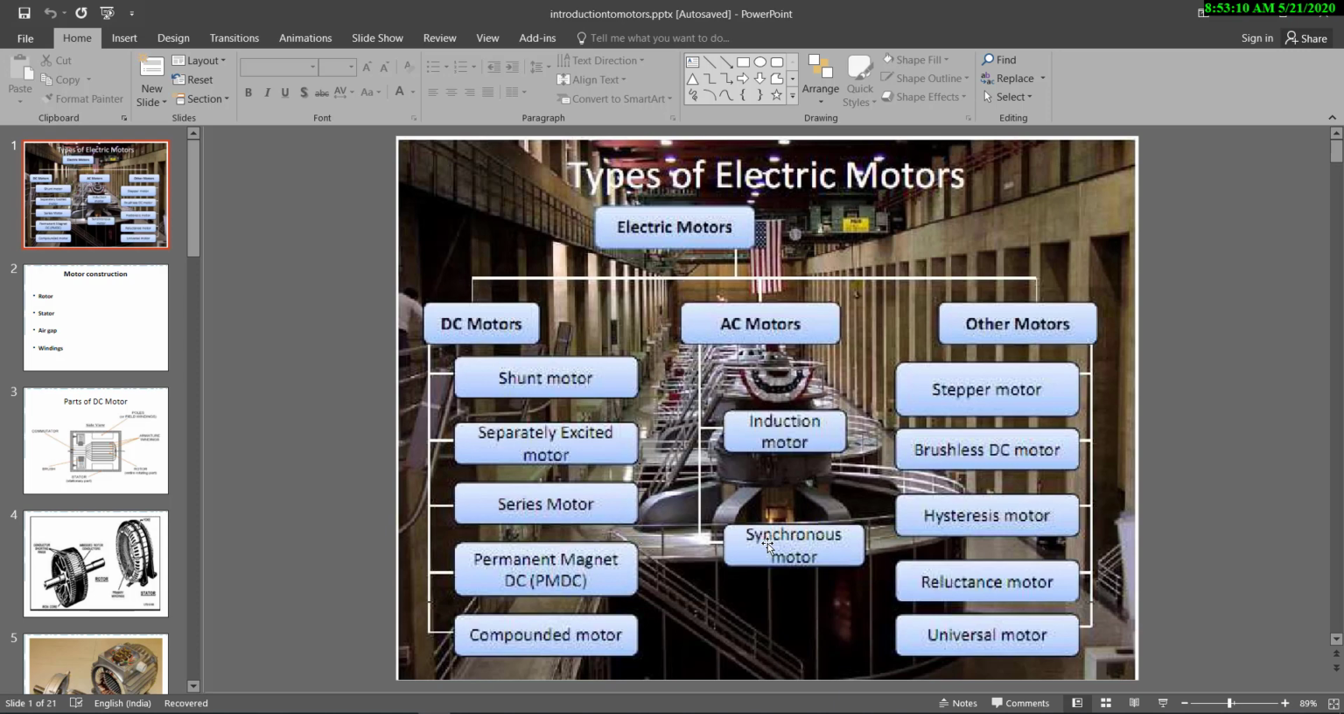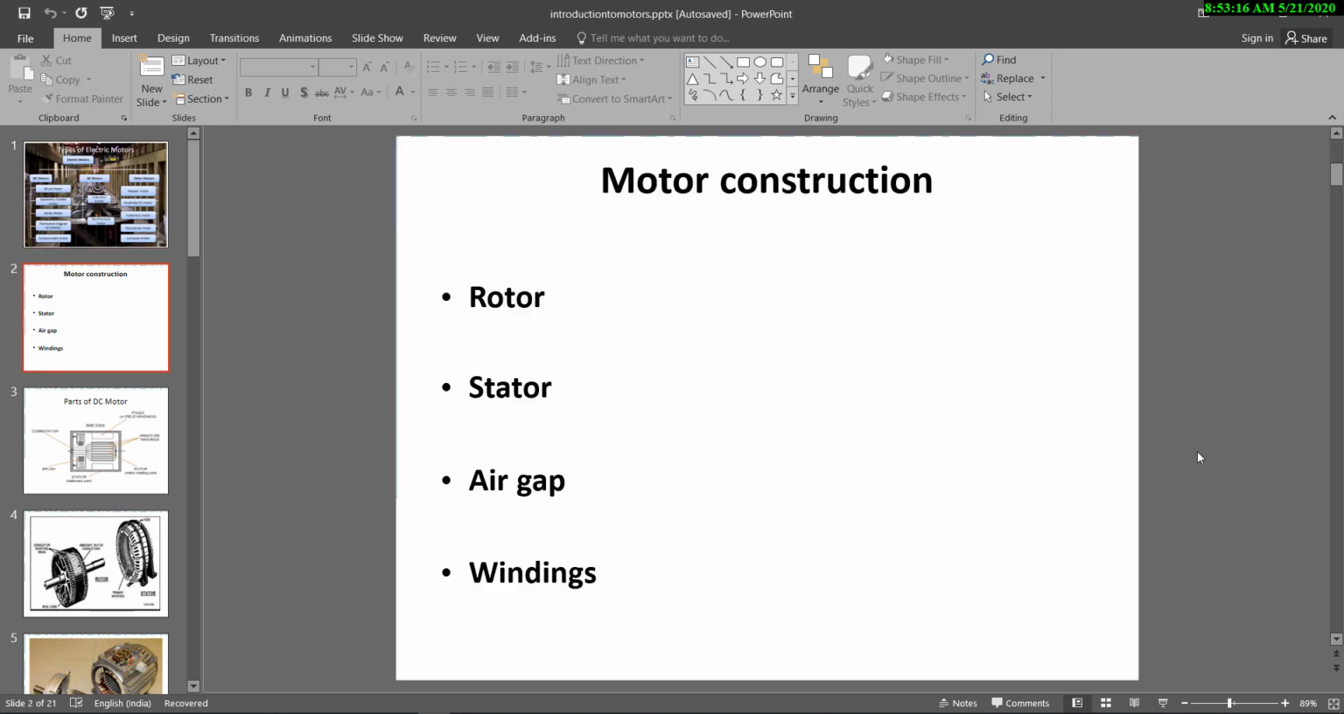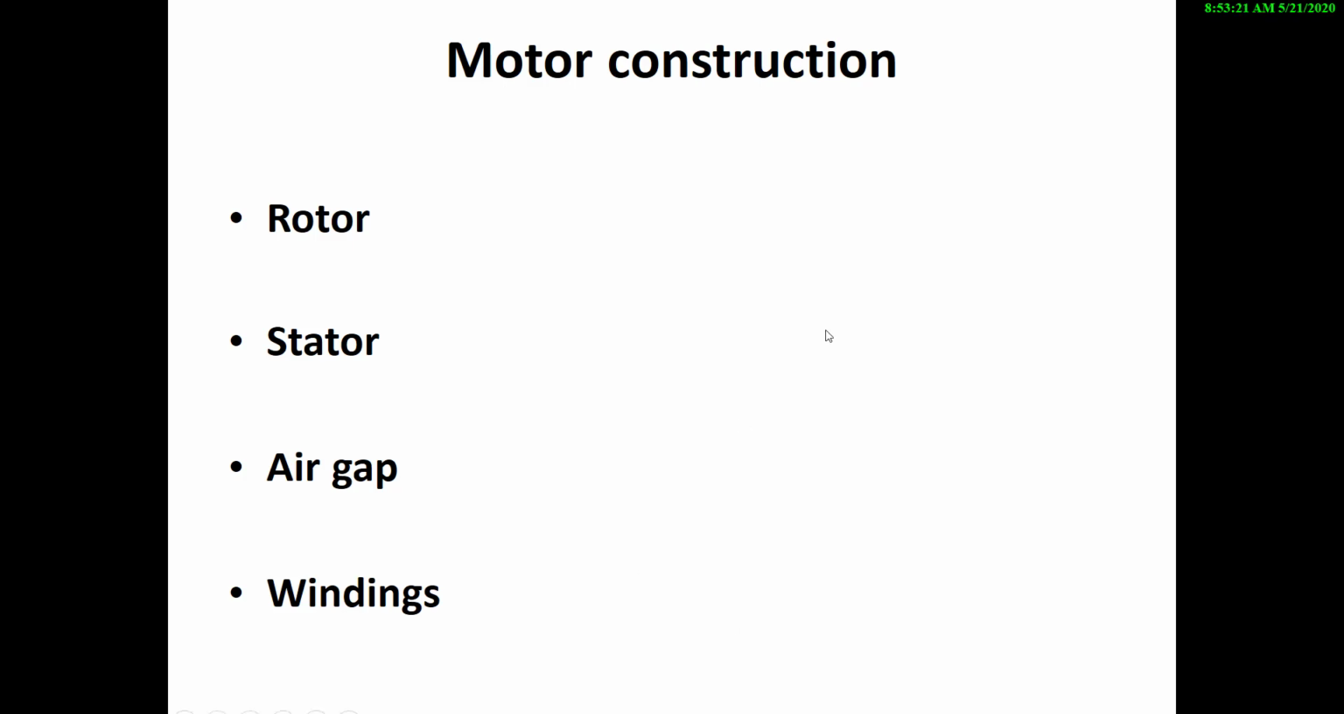In this video we are going to see a short explanation about these two kinds of motors, AC motor and DC motor. The first topic is motor construction. The motor basically works on a principle: an electric motor is a machine which converts electrical energy into mechanical energy.